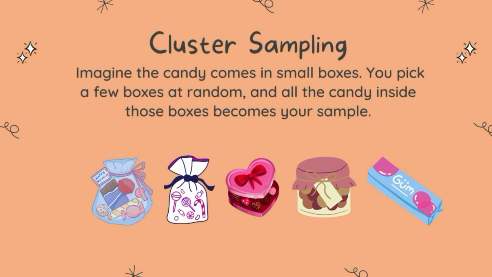In this example, we have 5 bags and we take some bags. We take 2 bags as the sample, the whole 2 bags. We are not collecting from each bag, but we are taking the whole 2 bags. Once the clusters are selected, all individuals within the chosen clusters are included in the sample. This method is often more practical and cost effective than other sampling methods. So that is cluster sampling.